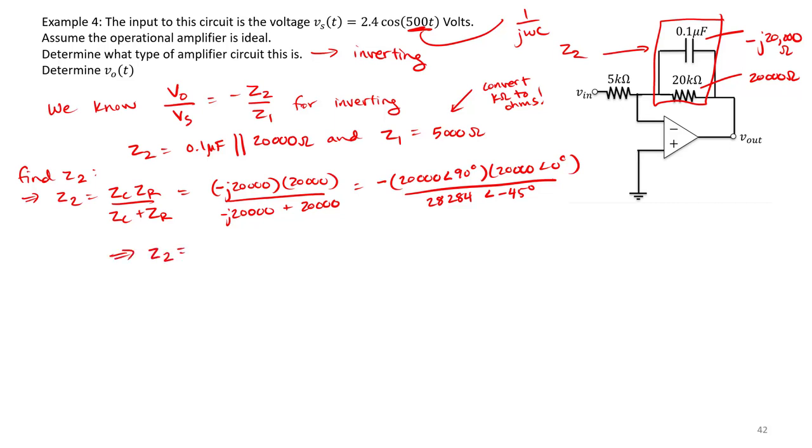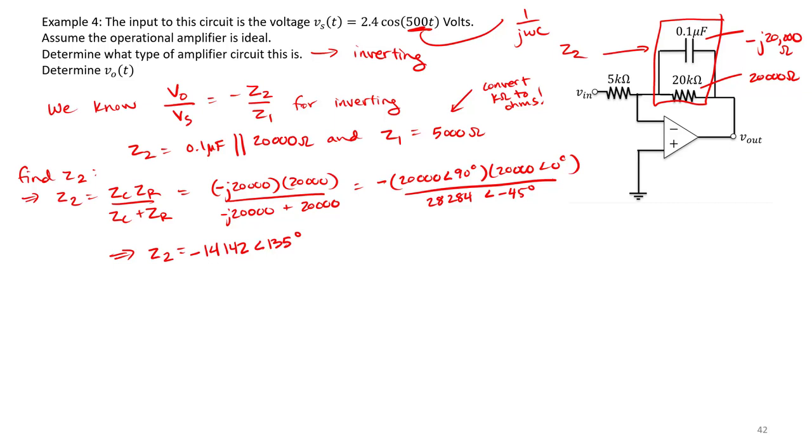So we determine Z2 will ultimately equal 14,142. In this case, I'm going to leave my negative in front of there for now. Just notice I have the negative there, because you'll notice that this negative sign on the Z2 is going to get canceled out when I plug it in to that V0 over Vs equation. Otherwise, if I wanted to, I could just add 180 degrees or subtract 180 degrees to get rid of that negative sign.